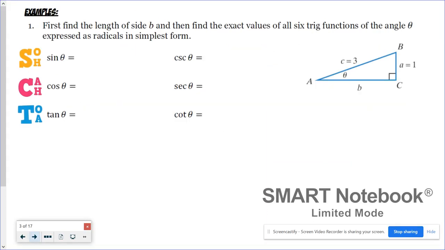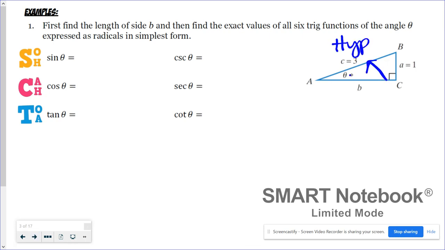So this problem, we've done problems like this before, except before we weren't finding the values of all 6 trig functions. We were only finding maybe 2 or 3 of them, sine, cosine, and tangent. But here, let's find all 6. So look at what you've been given. You've been given a right triangle. You know in the right triangle that the hypotenuse is 3.